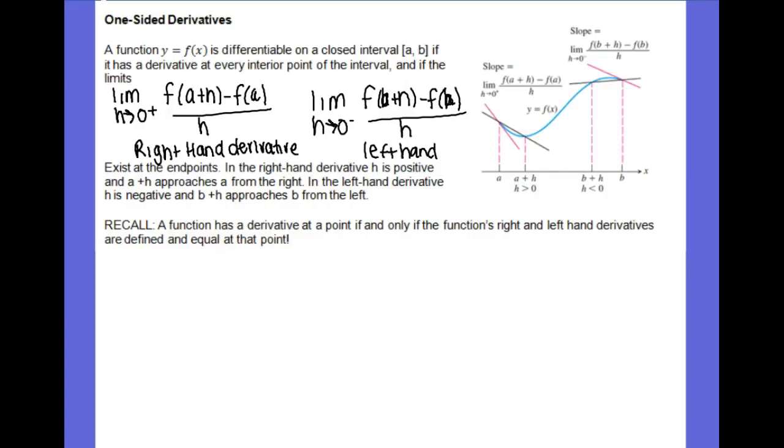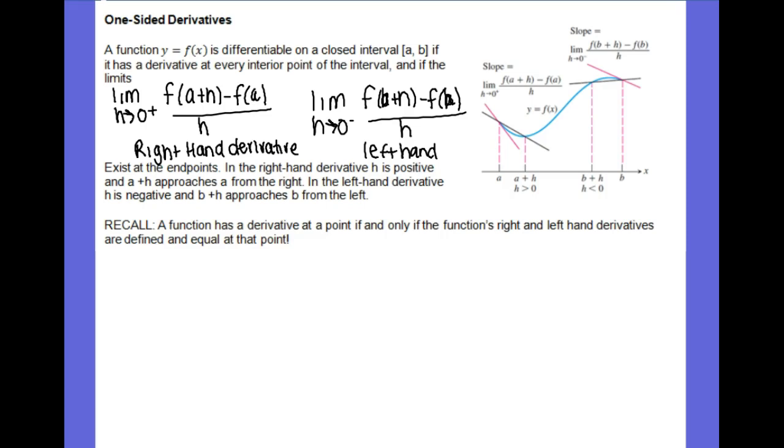Ooh, my brain's dead. That's fine. Just going to talk about one-sided derivatives because that gets to the absolute value stuff we talked about earlier. And then summarize it.